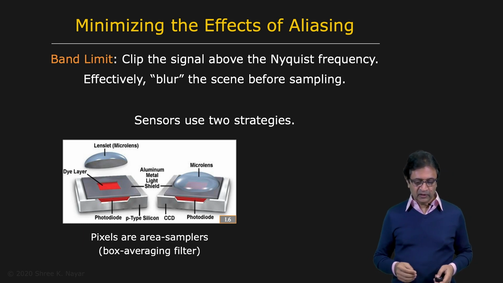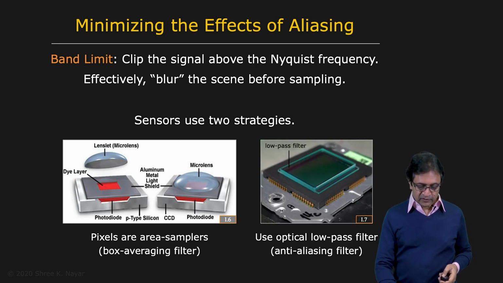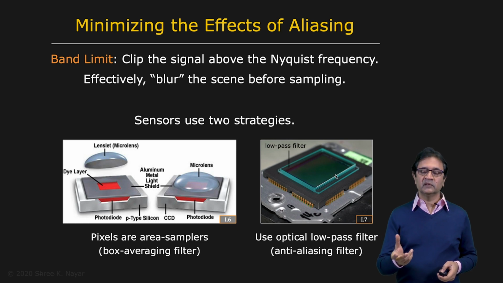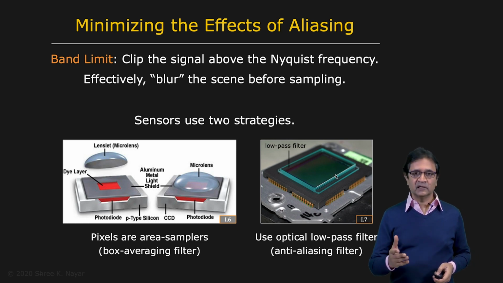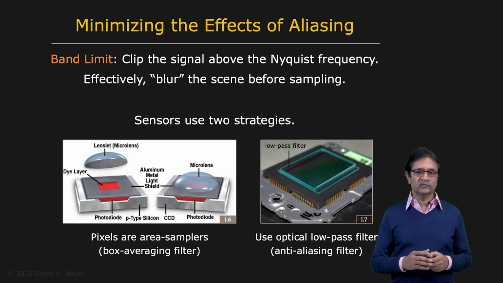So that helps. And the second way one can do this is to use an optical filter that sits on top of the image sensor, which cuts out the high frequencies, or frequencies above the Nyquist frequency right here. So using these two methods, you can almost guarantee that the image that you capture, irrespective of what the scene is, is going to be devoid of aliasing.